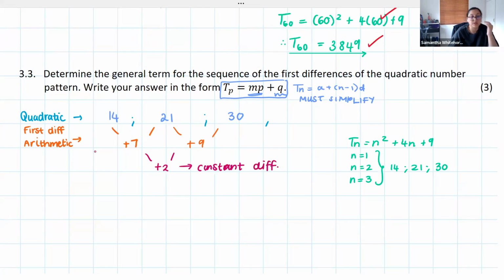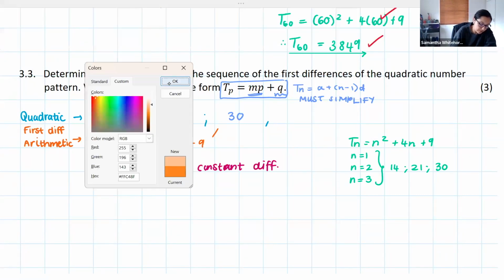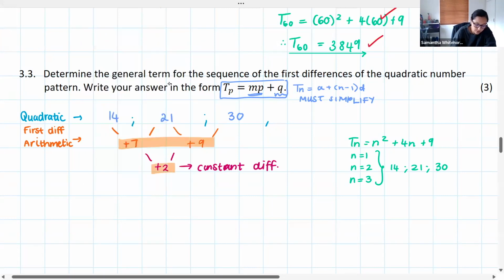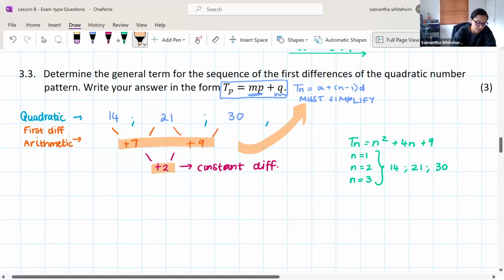If you were still considering the quadratic, that would be your second difference. But right now, what I care about is my linear or my arithmetic pattern. Okay, so here we are. Here's our arithmetic pattern. We know what our constant difference is. We also know the formula that we have to use in order to find the general term.